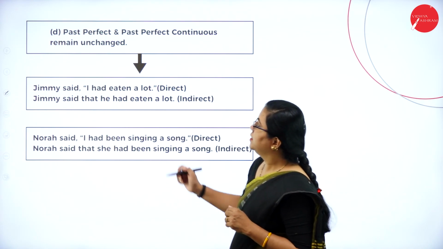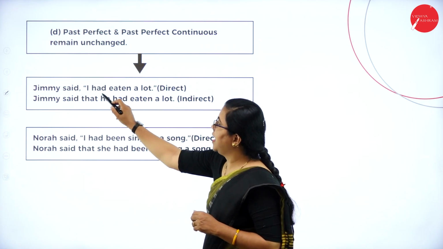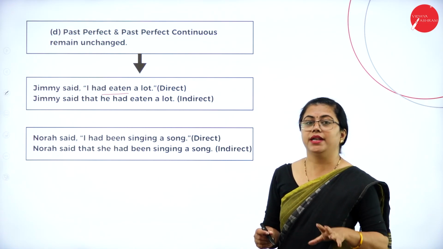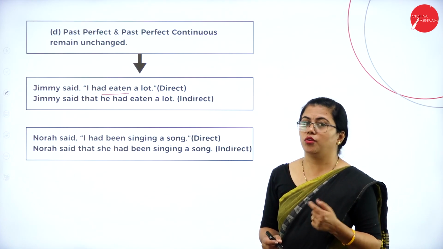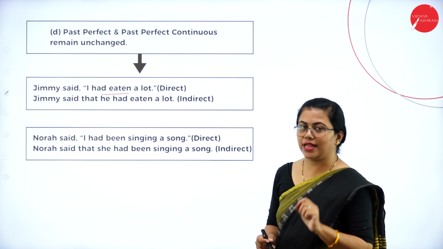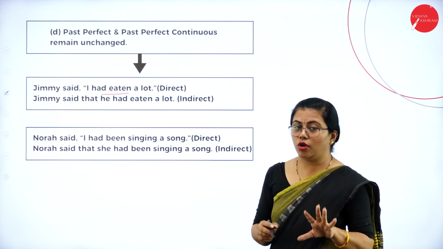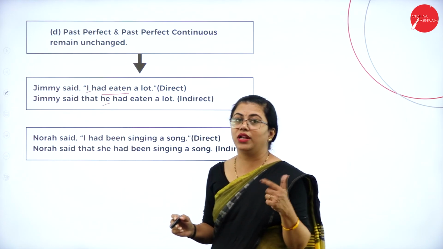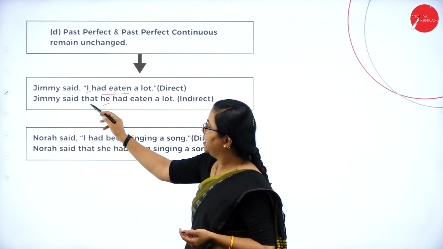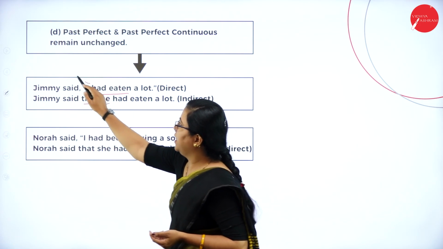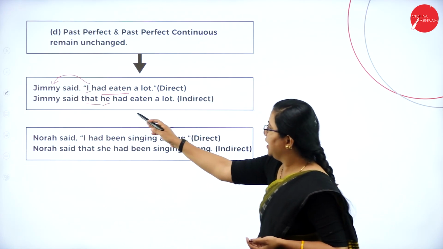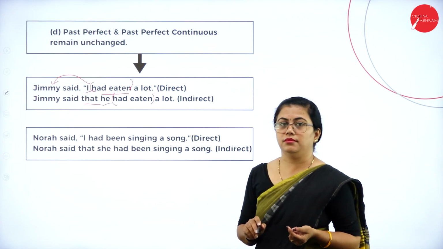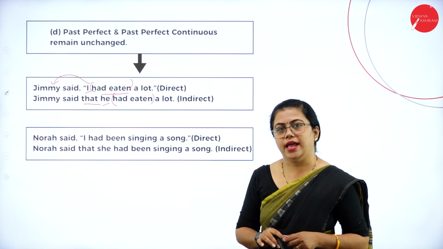Let me tell you how it is. The structure of past perfect, that is had eaten. If it was past, you would have changed it to past perfect. But it is already there in past perfect. So how do you change it? That will remain unchanged. That means you have to write it as it is. You have to change it to indirect speech. How do you change it? The pronouns and all that will change, but only the tenses will not change. Jimmy said that, this "I" refers to Jimmy, so he had eaten a lot. So this had eaten is retained as it is, even in indirect speech.